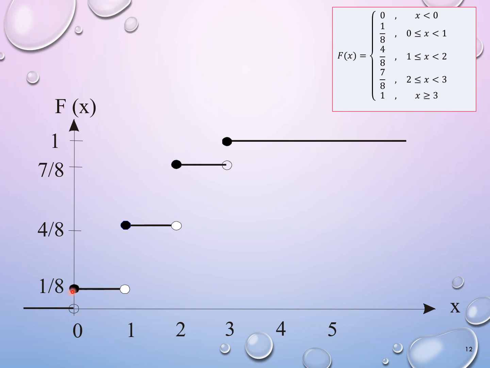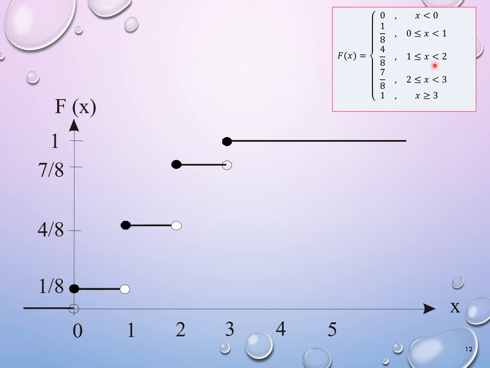So this is fully shaded and this is not fully shaded. Fully shaded means equal or included. So you have 1 over 8. Then we have x greater than or equal to 1, less than 2. Since it includes 1, this is fully shaded, and this is not, because it does not include 2, which is the value for f(x) is 4 over 8.